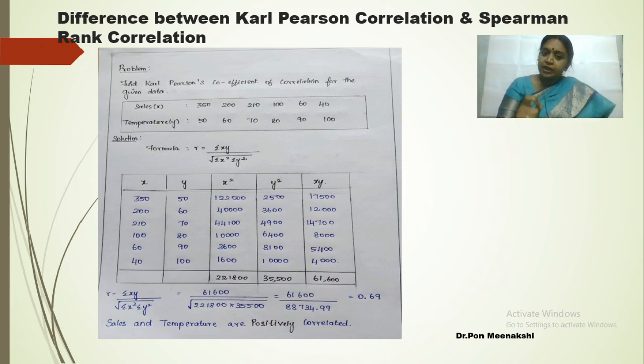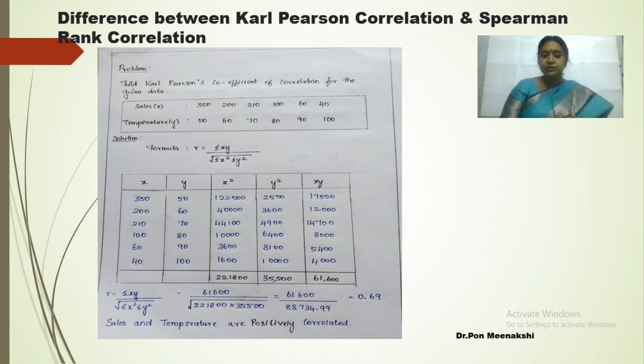Students, first write the formula so that we can recall the next steps. We have to calculate x squared, y squared and xy. Sigma xy is the total summation of xy values, sigma x squared is the summation of x squared values, and likewise sigma y squared.